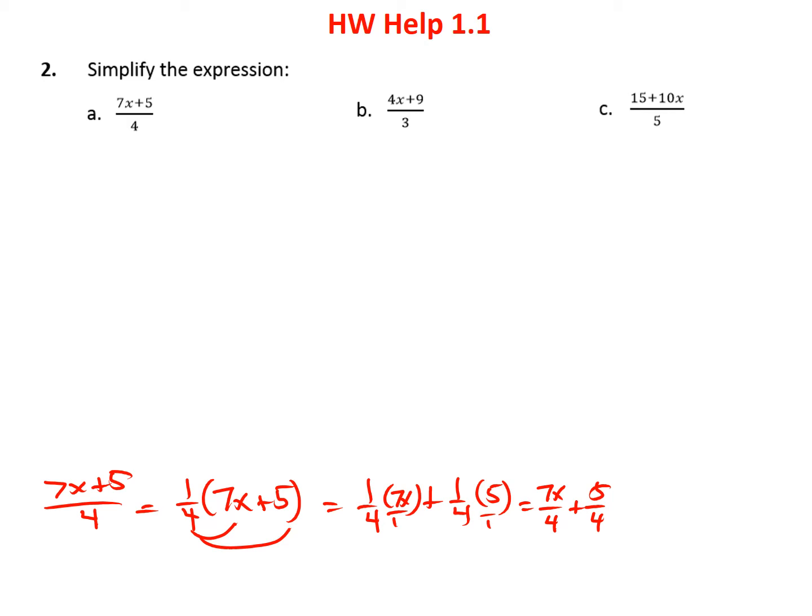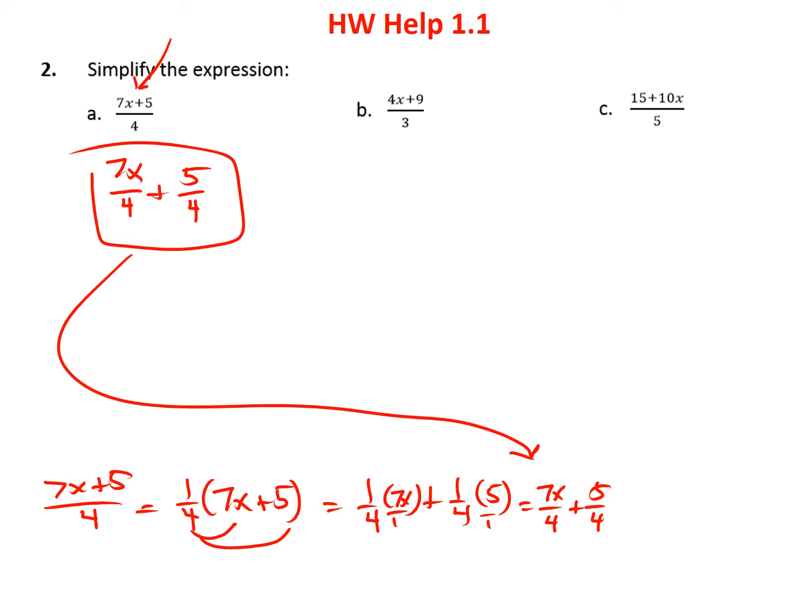Well, once you sort of see that pattern, though, you can start making this a lot easier and just think of this problem here and think of, I'm just going to divide each of them by 4. I'm going to have the 7x divided by 4 plus the 5 divided by 4. And notice that's exactly what we got right there.